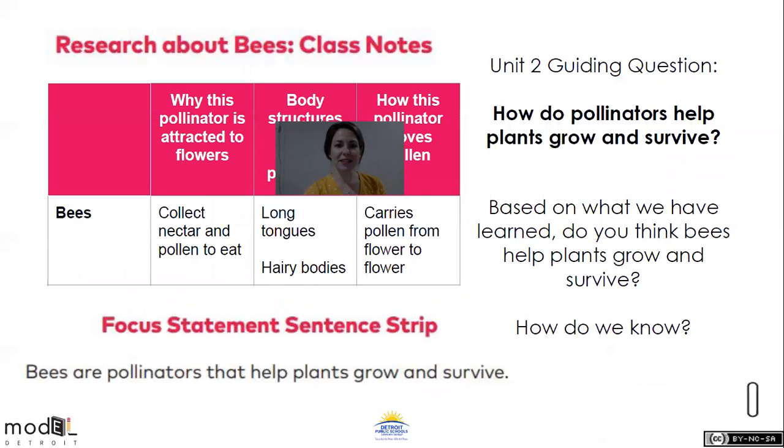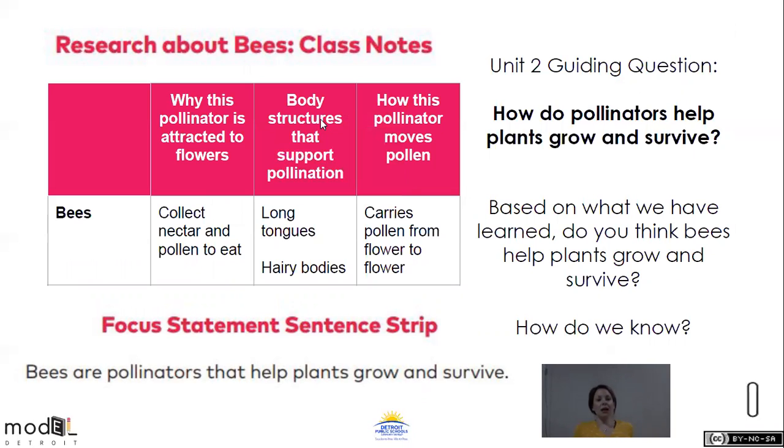So remember, friends, we talked about this yesterday. We talked about bees and why they're important, okay? And we created a focus statement. So our focus statement is, bees are pollinators that help plants grow and survive. That's true. They are pollinators and they do help plants grow and survive. So our guiding question, friends, is, how do pollinators help plants grow and survive? So based on what we have learned, do you think bees help plants grow and survive?